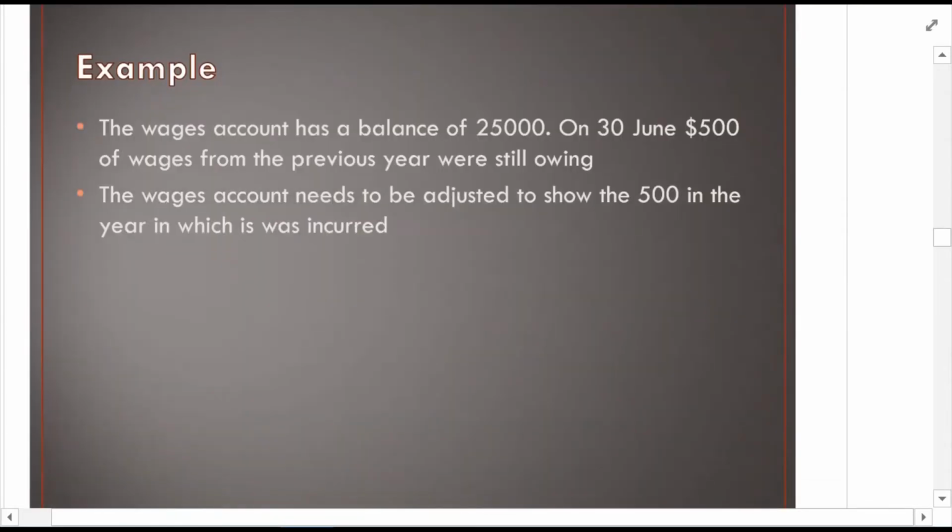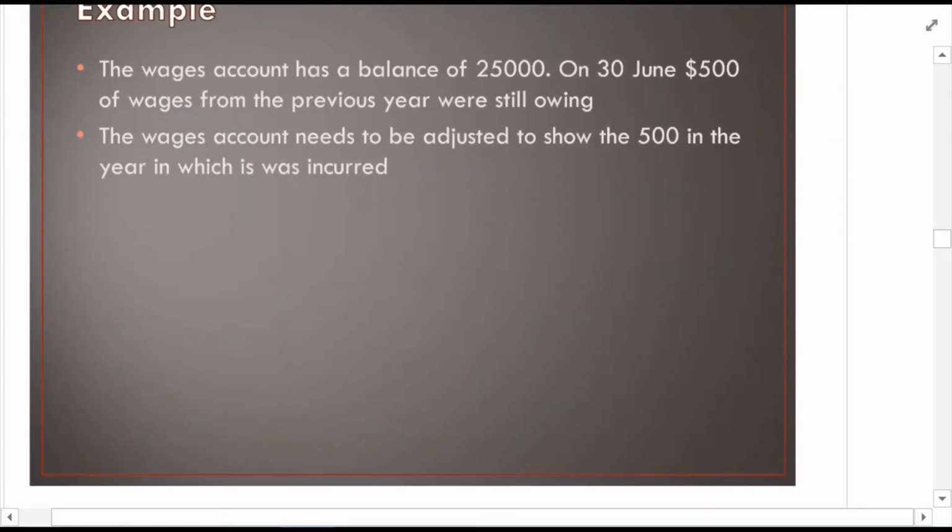A typical example of an accrued expense is when the wages account has a balance of $25,000. Throughout the year, we probably paid $25,000 in wages. And on the 30th of June, we found $500 from the previous year that we were still owing. We still owe $500 from the previous year. So, timeline in the middle.